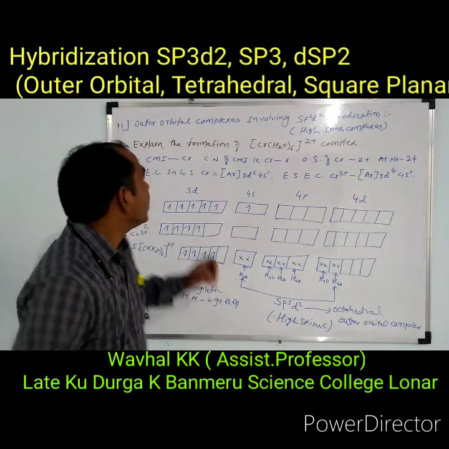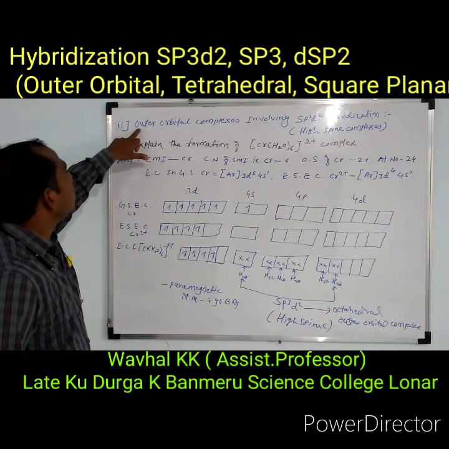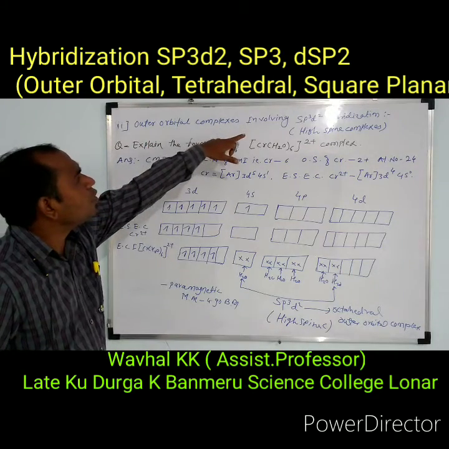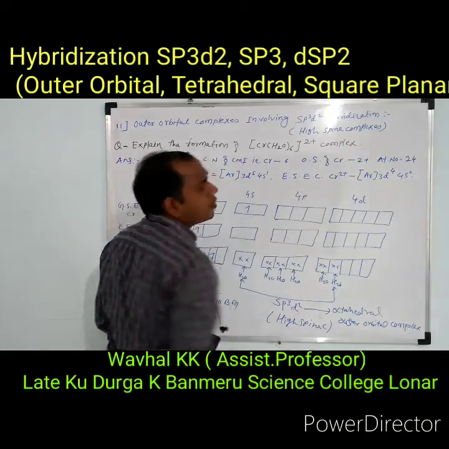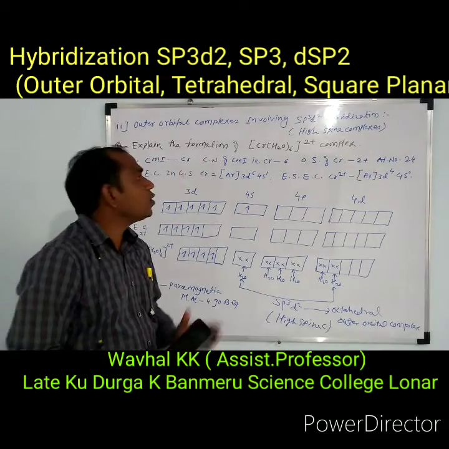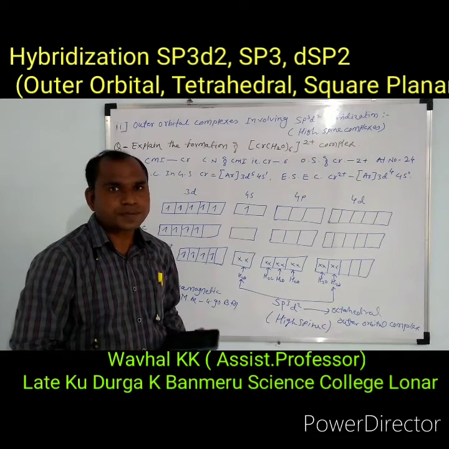See here in this example, today's lecture 11. The outer orbital complexes involving sp3d2 hybridization are called high spin complexes. Why it is called so? First of all, we will see what is meant by high spin complexes and what is meant by low spin complexes.